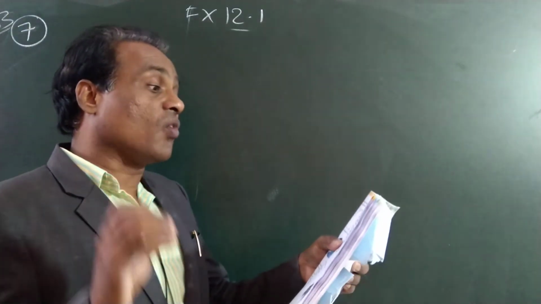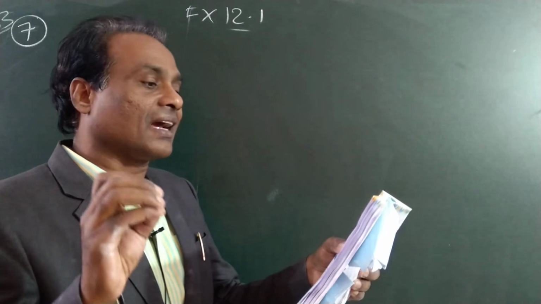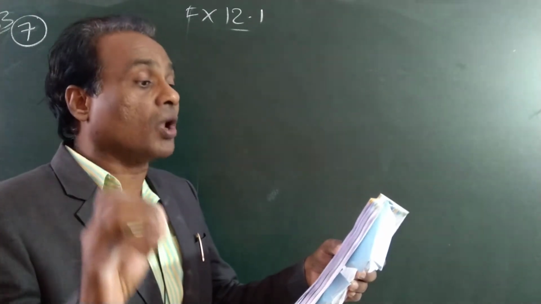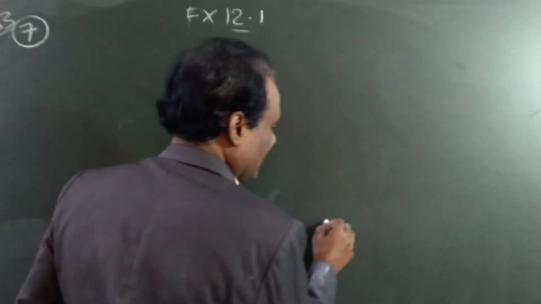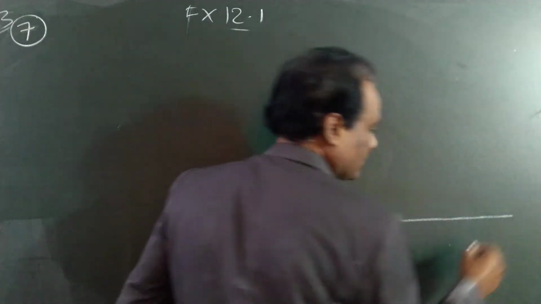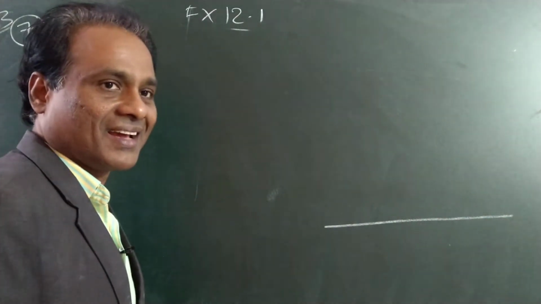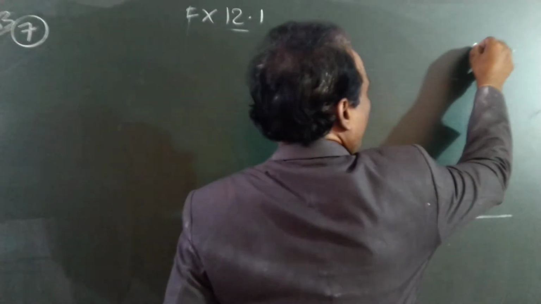An electrician wants to repair an electric connection on a pole of height 9 meters. See, this is the ground. There is a pole.